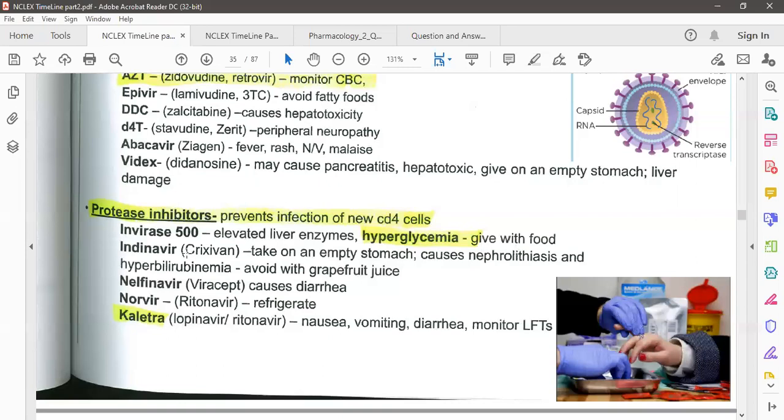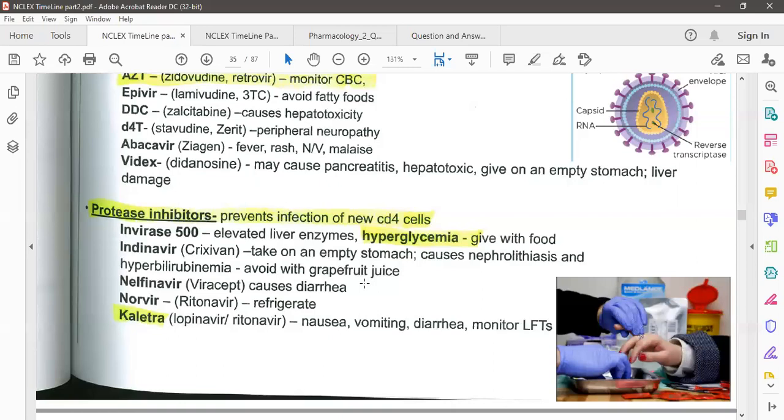Another most common drug we use is called indinavir. Indinavir, it is good to take on empty stomach, and it causes nephrolithiasis. They lead to stone formation in the kidney and also hyperbilirubinemia. If your patient takes indinavir, tell them to avoid the grapefruit juice.